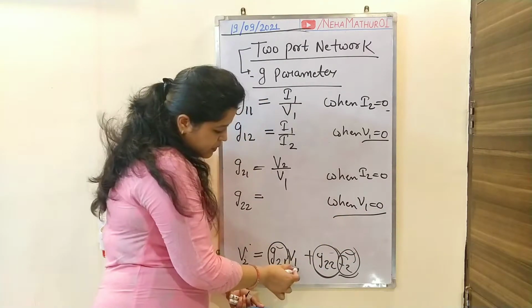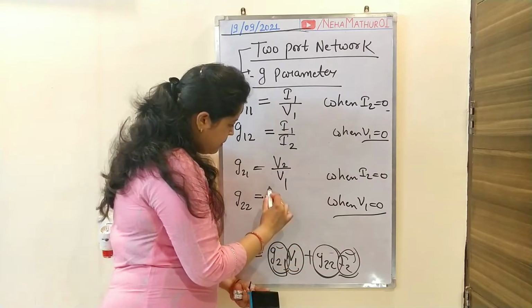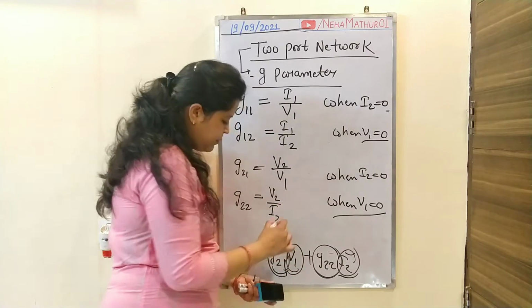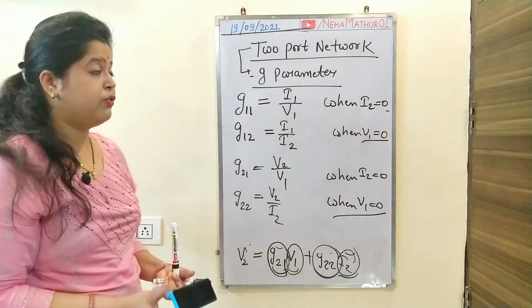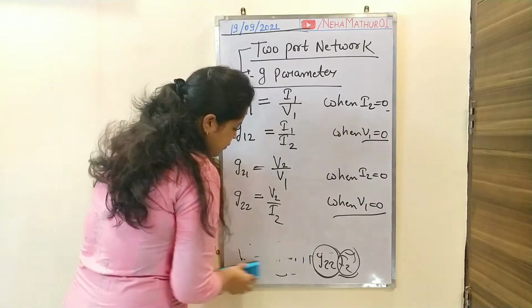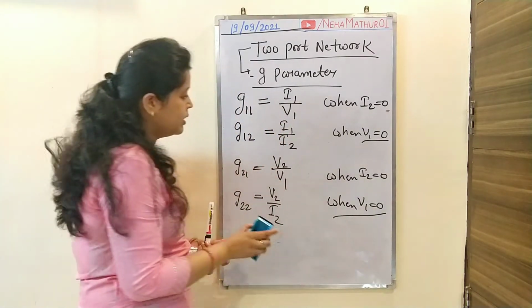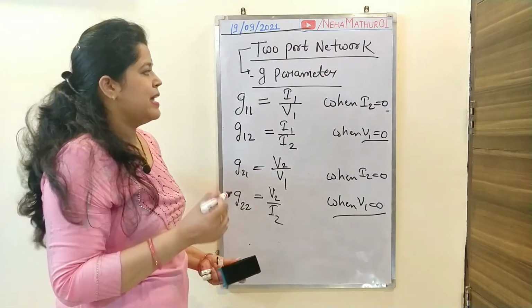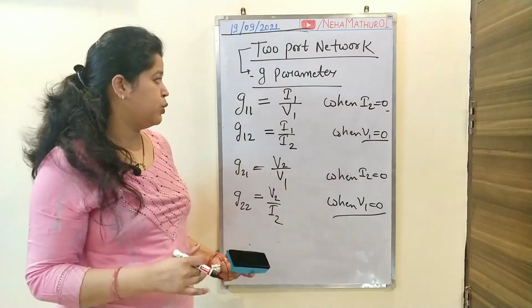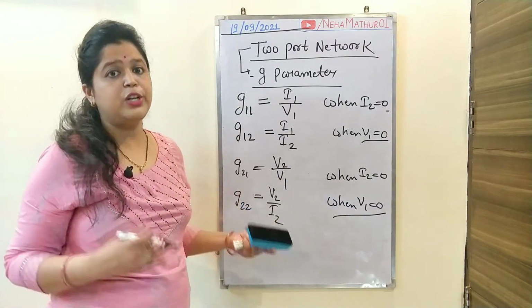So as V1 is going to be 0, G22 will become V2 divided by I2. This is all about the four parameters of G parameter from two-port network. Now as I am following the traditional approach, I will have to write the relevant units.